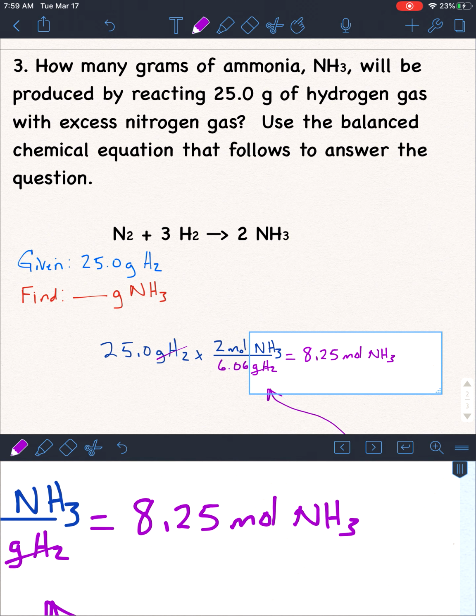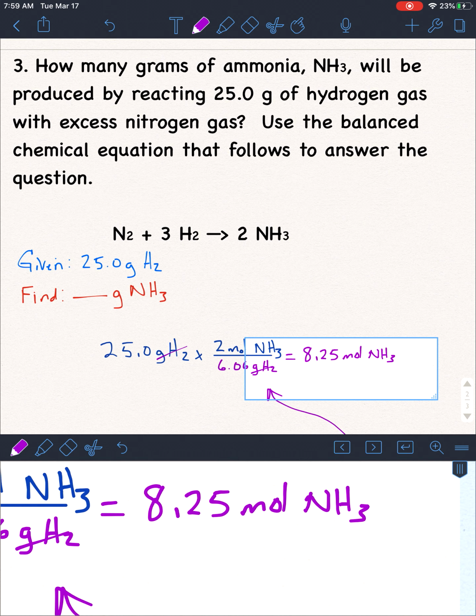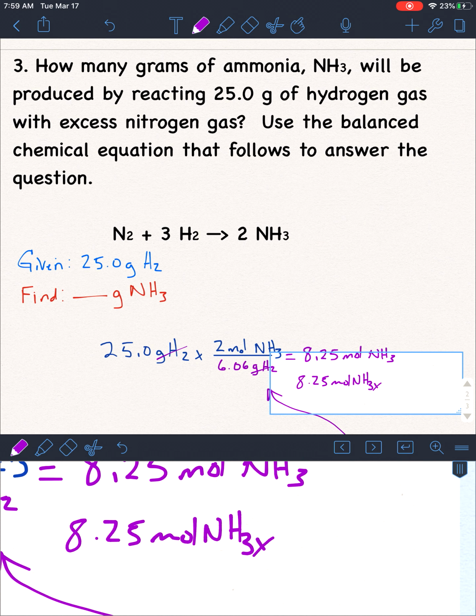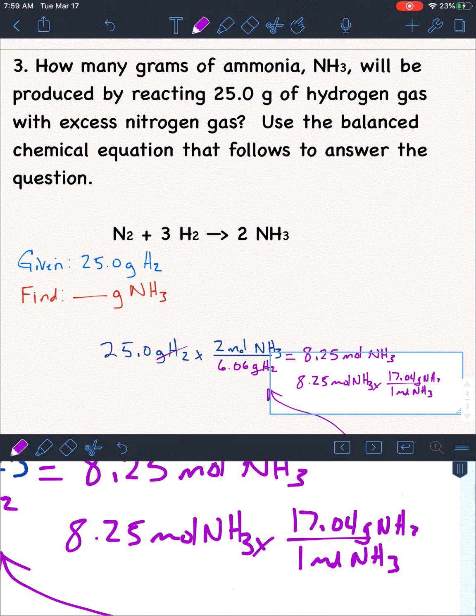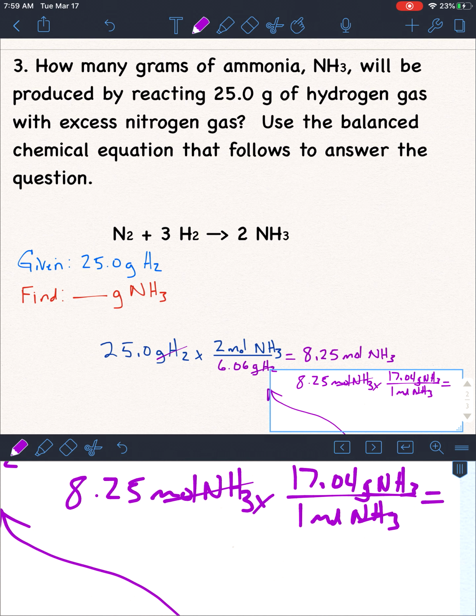So you just did this. I just need to change moles of ammonia into grams of ammonia. So I'm going to go ahead and just real quick do it right underneath. I go to the periodic table and I see that 1 mole of NH3 is equal to 17.04 grams of NH3, of ammonia. I do that in my calculator and I get approximately 141 grams, that is a rounded answer, of ammonia.